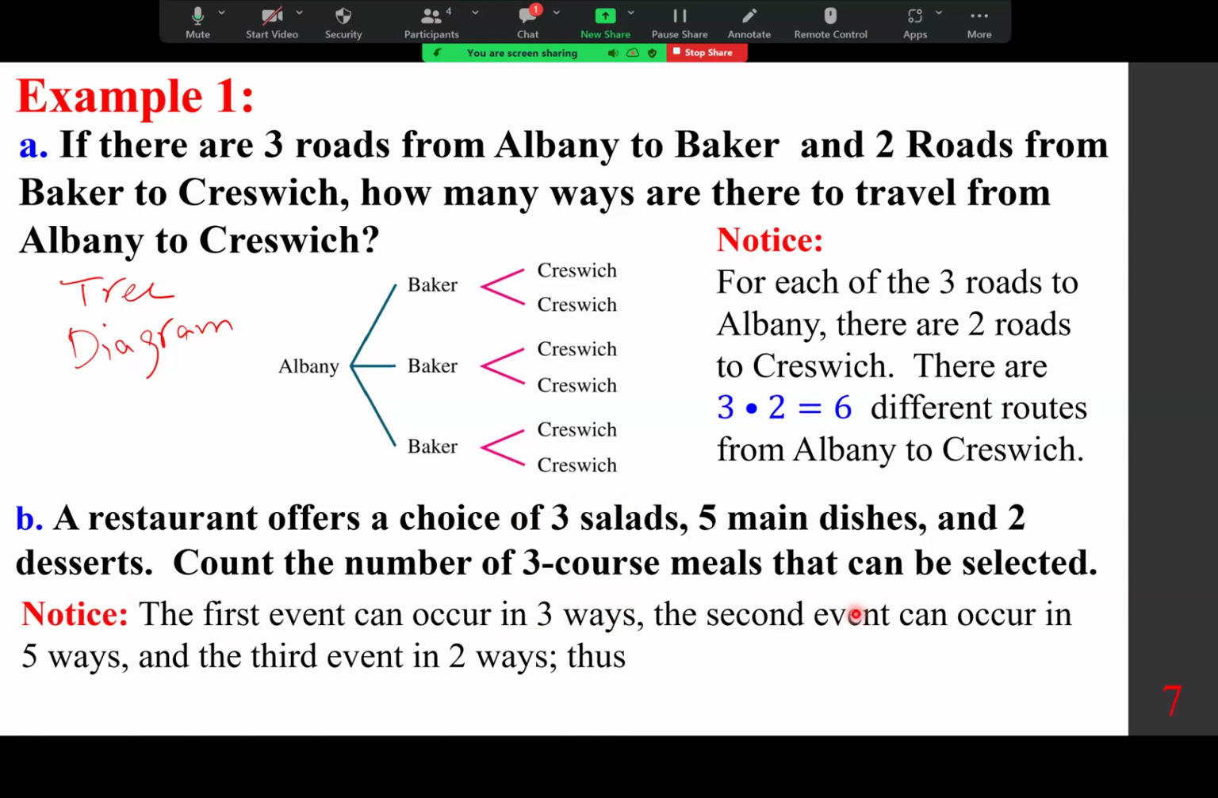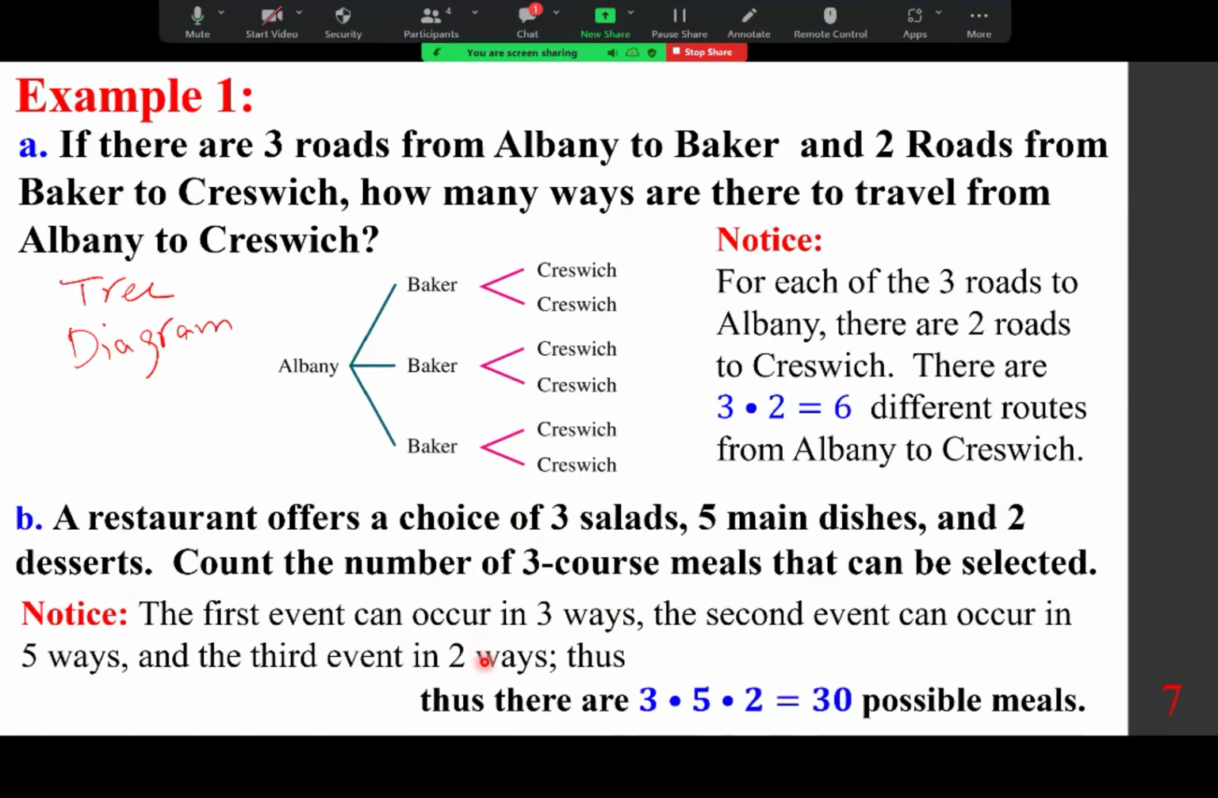The second event, that means main dishes, can occur in 5 ways. And the third event, meaning desserts, can happen in 2 ways. So multiply them out. 3 times 5, 15 times 2, there are 30 possible meals.